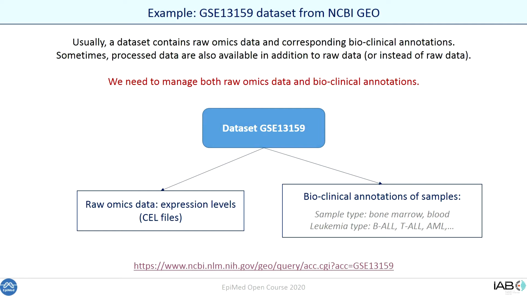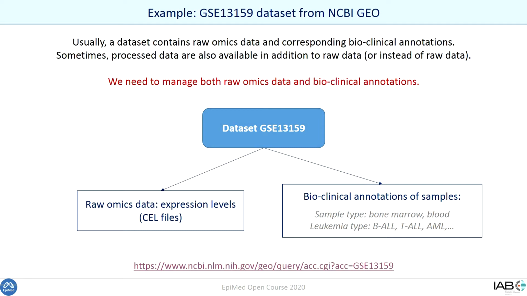Usually, when we work with omics data, we need to manage at least two kinds of data. Of course, the raw omics data. This is a transcriptomic data set, so we have expression levels for genes in the original format, which are CEL files for this data set. And also we need to associate to the raw data some biological and clinical annotation for all the samples.